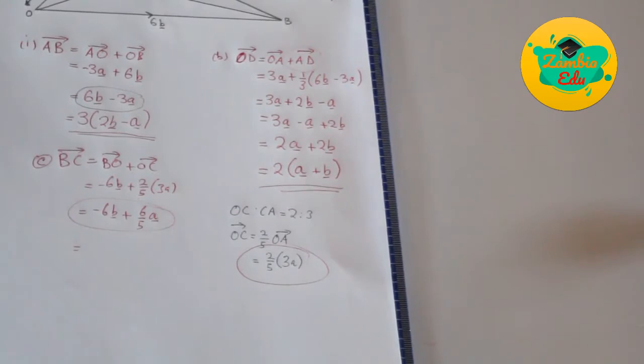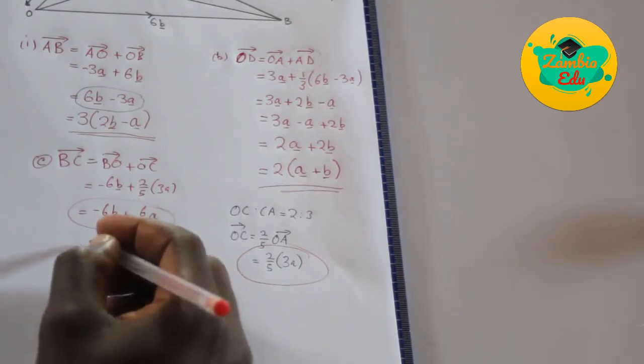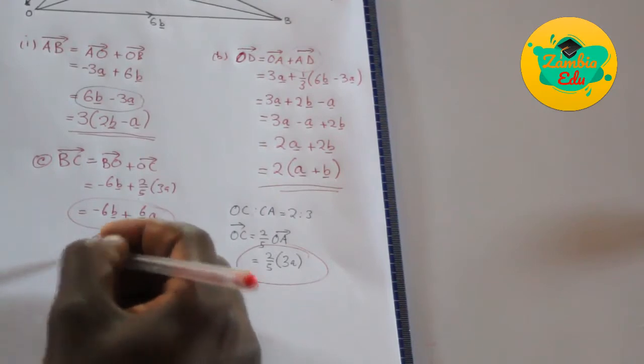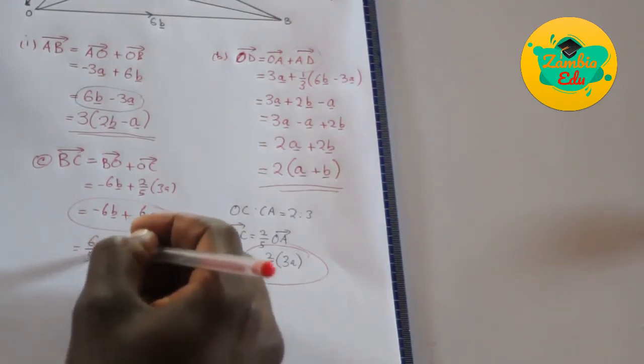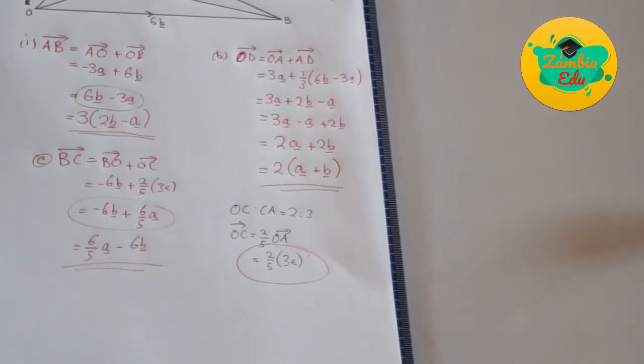You can end there. However, it's always more preferred to leave your vector positive. So just bring the positive in front: 6 over 5a minus 6b. And that becomes your answer. If you did that, then you got it correct.